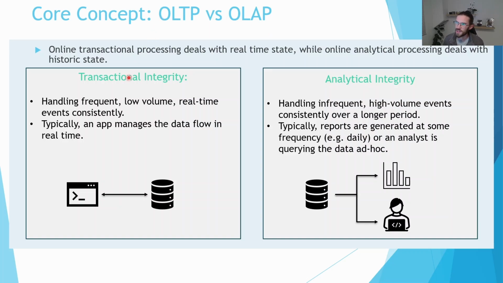Really, the core idea is transactional integrity. When we're talking about an OLTP database, it needs to preserve transactional integrity. And effectively, that's handling frequent, low-volume, real-time events consistently. Typically, this is like an app that manages the data flow in real time. So you'd have some sort of production application over here, which manages operations on top of a database over here. And the database is effectively tracking the state of the data in real time.